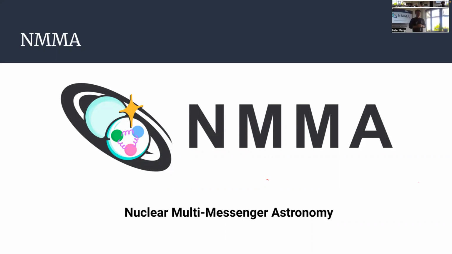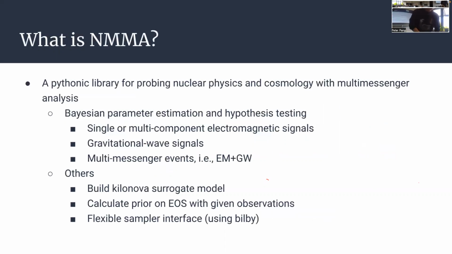NMMA. Later you will look into a notebook that uses a use case of NMMA, which is a piece of software whose name stands for nuclear multi-messenger astronomy. This is exactly what it does: nuclear physics study and multi-messenger astronomy. If you go onto the GitHub page, you will see this summary: a Python library for probing nuclear physics that corresponds to multi-messenger analysis. Not very explanatory. So what does it actually do?